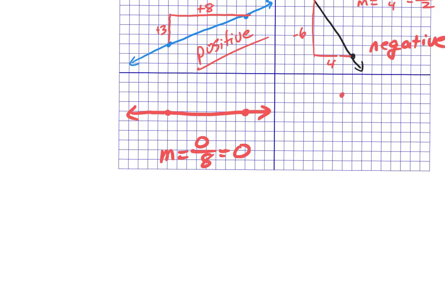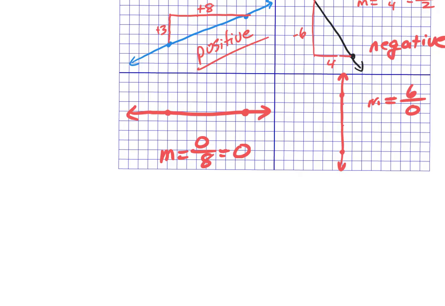A vertical line is the 4th kind of line. We have positive slope, negative slope, 0 slope, and then this one here, my rise is 6. My run is 0. What happens when 0 is on the bottom? Nope.